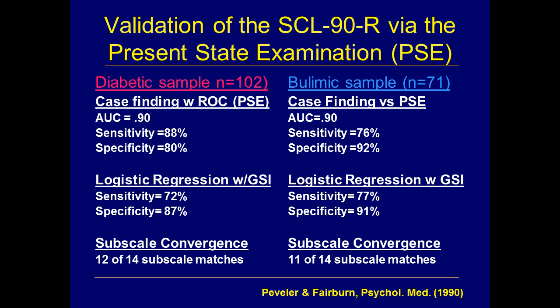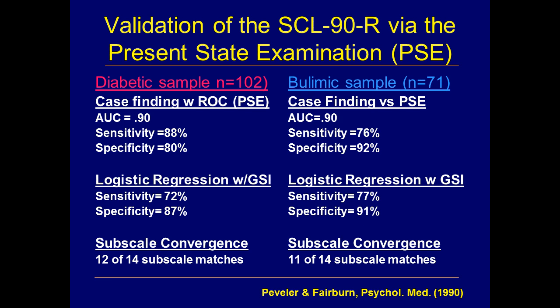And what they found was the area under the curve was 0.90 in both samples, which is very good. You get a 1, that's the highest. Sensitivity, 88%, specificity, 80% in one sample, and sensitivity, 76%, and 92% for specificity in the other. They did logistic regression using the Global Severity Index against the present state examination and got good sensitivity and specificity coefficients. And then they did convergence, which I thought was really neat.